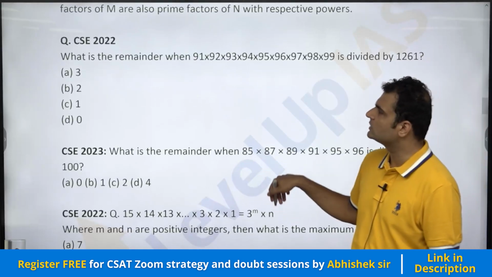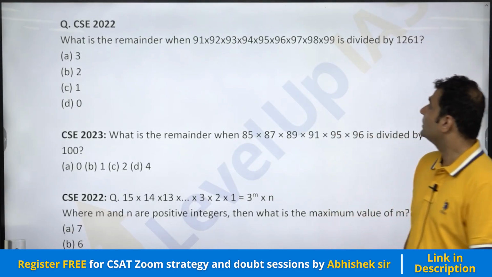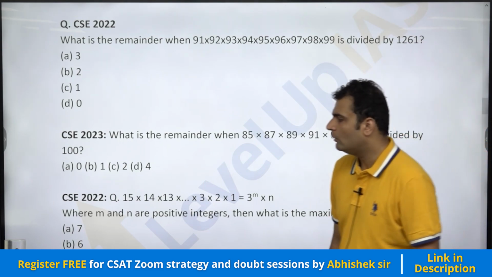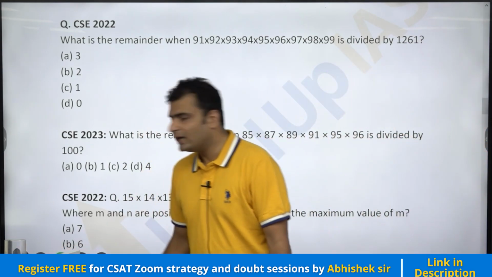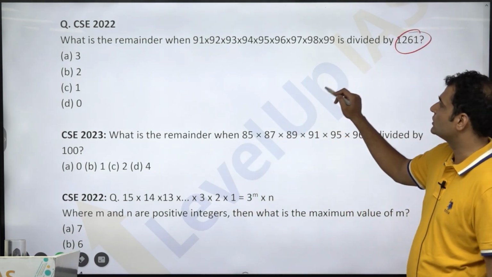Let us see a few questions that have been asked. This was asked in CSE 2022. The question is, this number is divided by this, then what is the remainder? Now, it may look intimidating, but all we have to see is the prime factorization of this 1261.